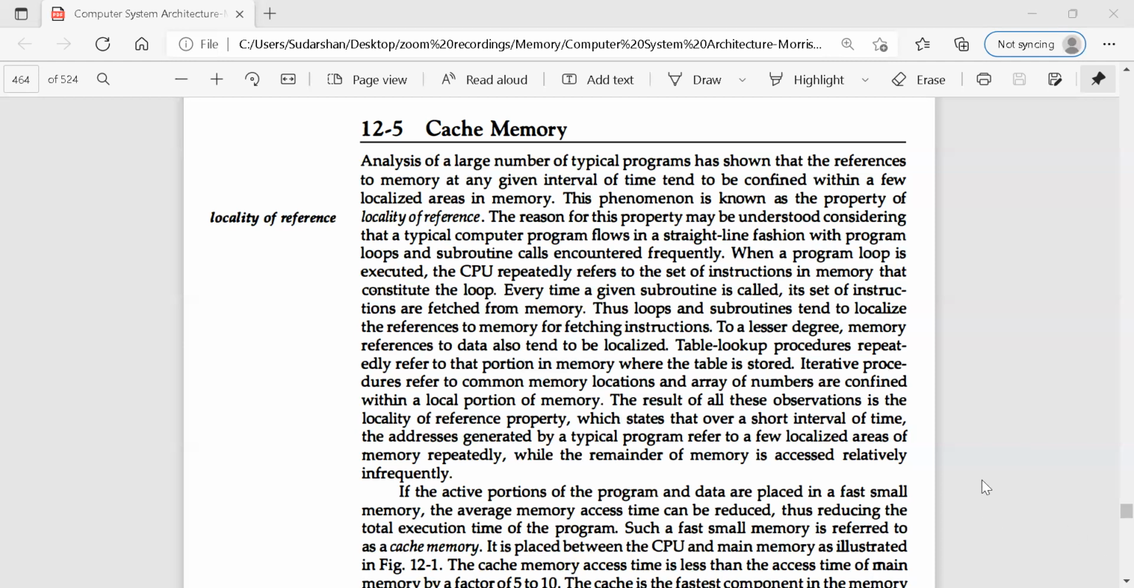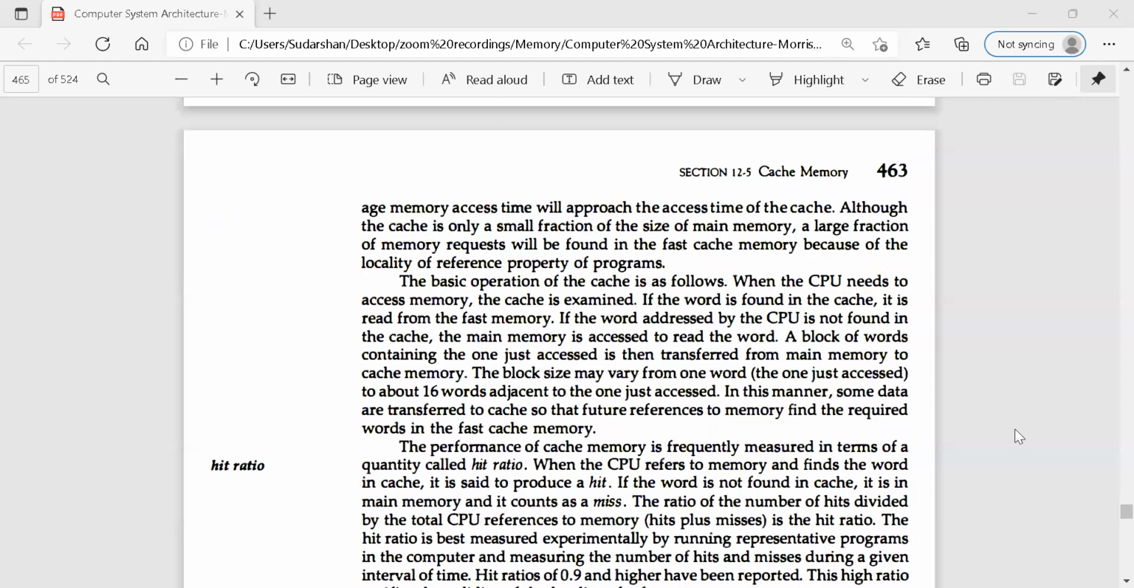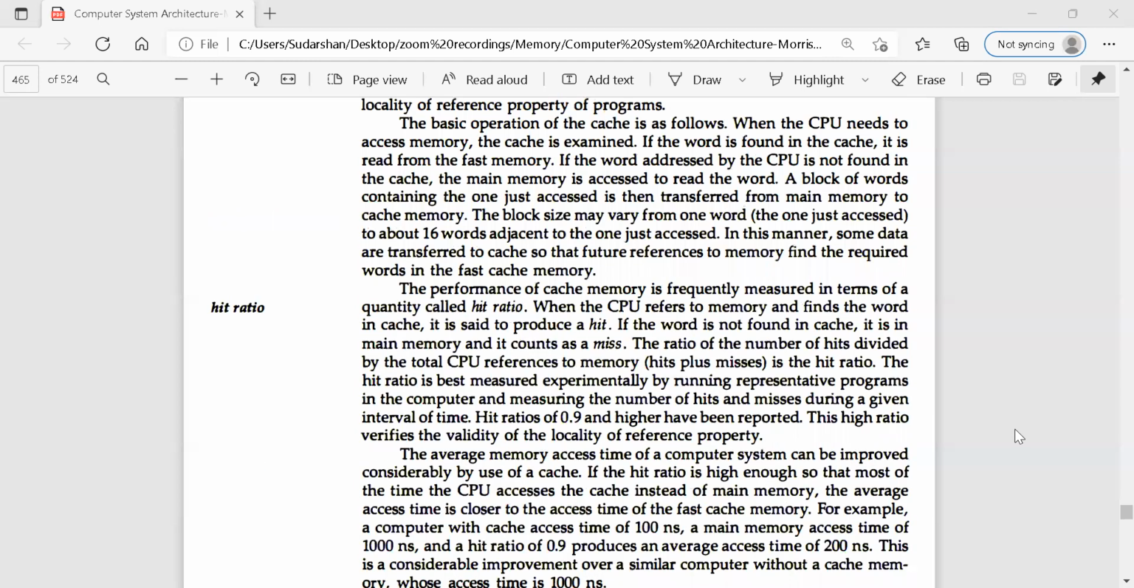And then when you come to cache memory, another important point to keep in mind is the hit ratio. What is meant by hit? What is meant by miss? When the word searched by the CPU, or the data required by the CPU, is available in cache memory, it is called a hit. When the data is not available, it is called a miss. Let us say it this way.